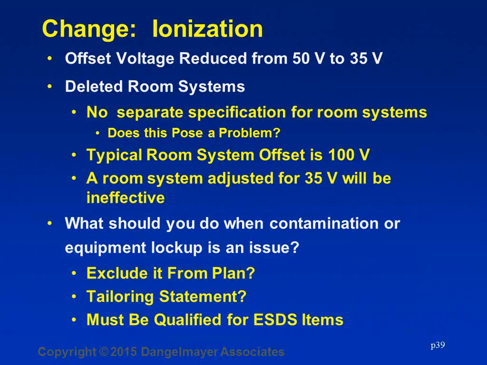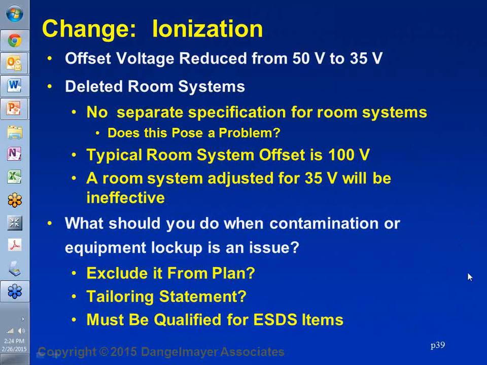So I guess you see the slide here. You have heard some comments about it. The offset voltage for ionizers was reduced from 50 to 35 volts. Question is, why was this done? Was it done to match a requirement in JEDEC documents? Perhaps. Certainly it doesn't seem like changing from 50 volts to 35 volts would be relevant for protecting devices at a 200 volt CDM level. So it's really not clear why this change was made.